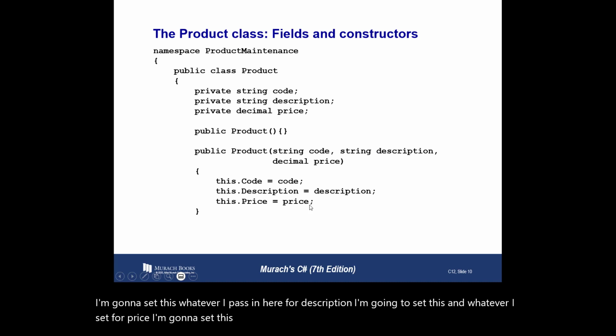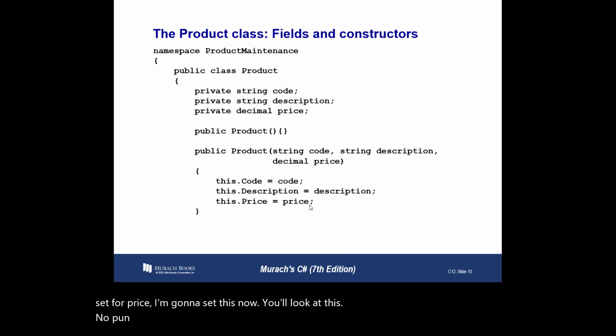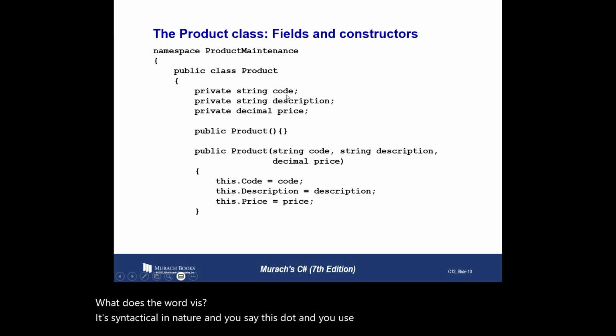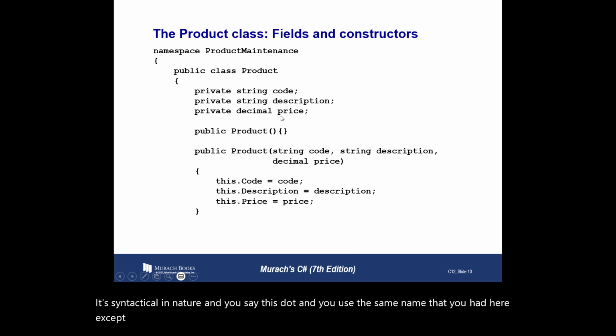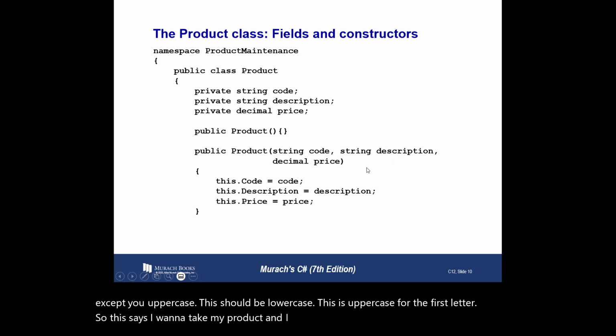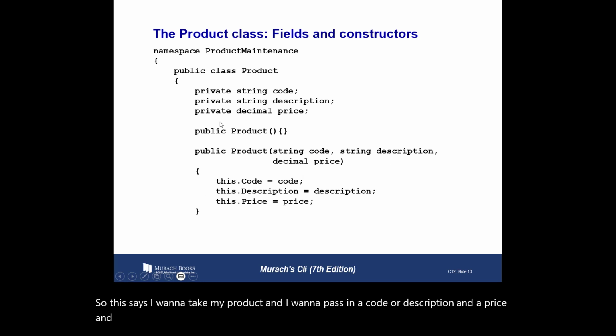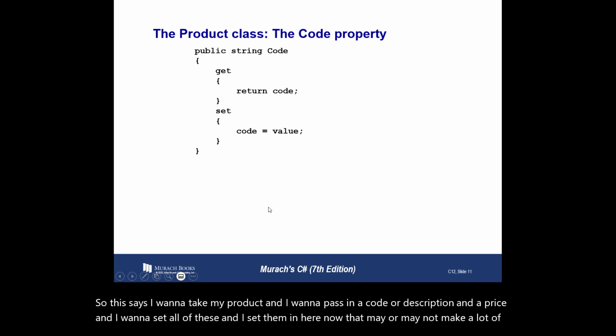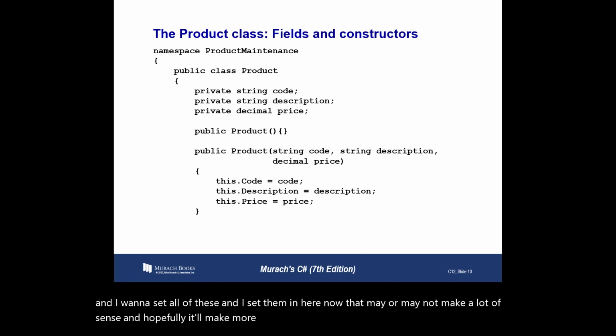Now you look at this, no pun intended, and it's a little confusing. What does the word this mean? It's syntactical in nature, and you say this dot, and you use the same name that you had here, except you uppercase. This should be lowercase. This is uppercased for the first letter. So this says I want to take my product and I want to pass in a code, a description, and a price, and I want to set all of these, and I set them in here. Now that may or may not make a lot of sense, and hopefully it'll make more sense as we go on.